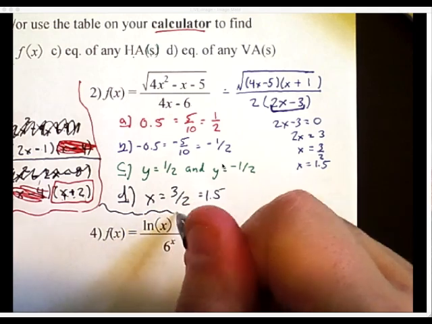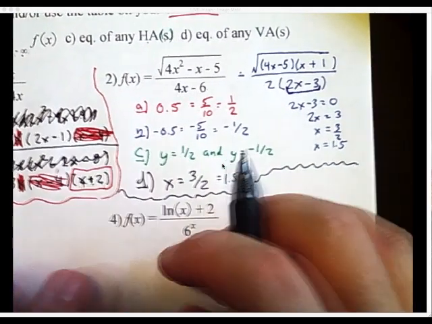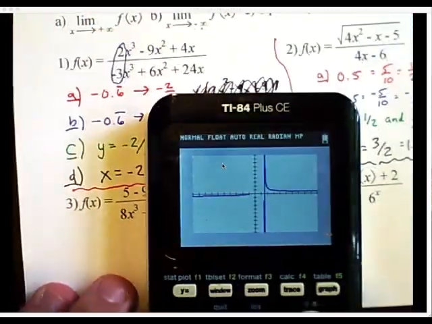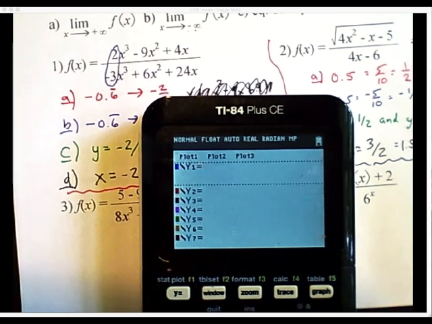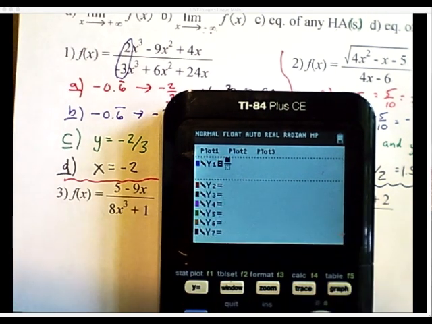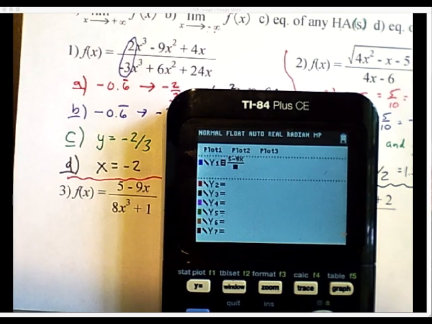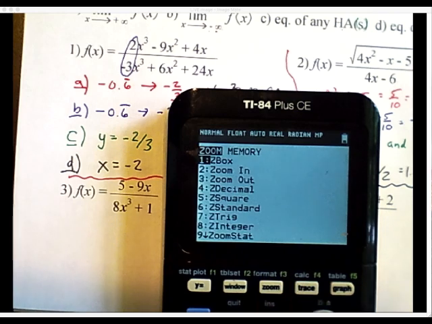So hopefully you're catching the hang of this. Let's try number 3. So number 3, 5 minus 9x. Oops, I need to set up a fraction. 5 minus 9x over 8x cubed plus 1. Again, start with a zoom standard.